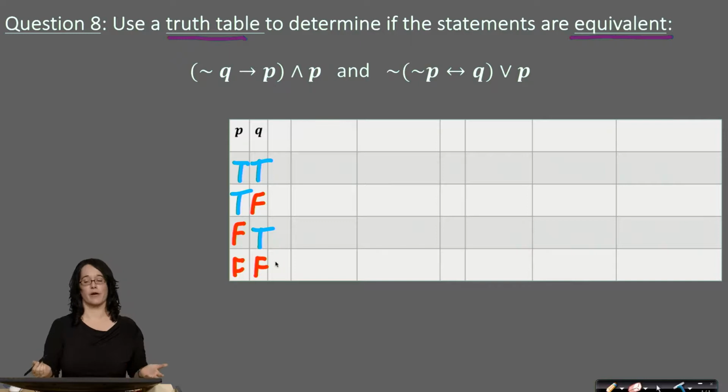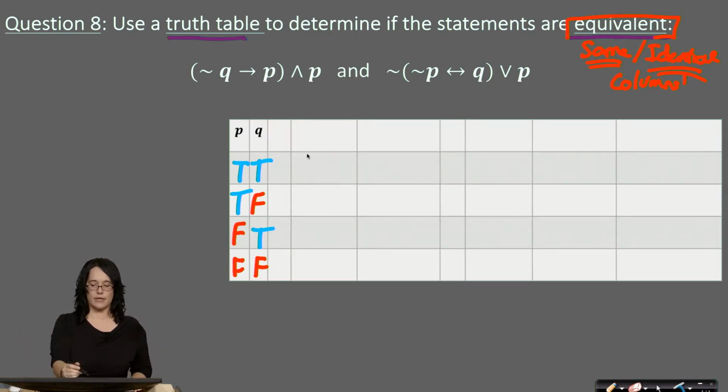And then where do we go from there? Well, to show that two statements are equivalent, they must have the same or identical columns. So they have to have exactly the same truths at the same time and the same falsehoods at the same time. If that doesn't happen, they're not equivalent.